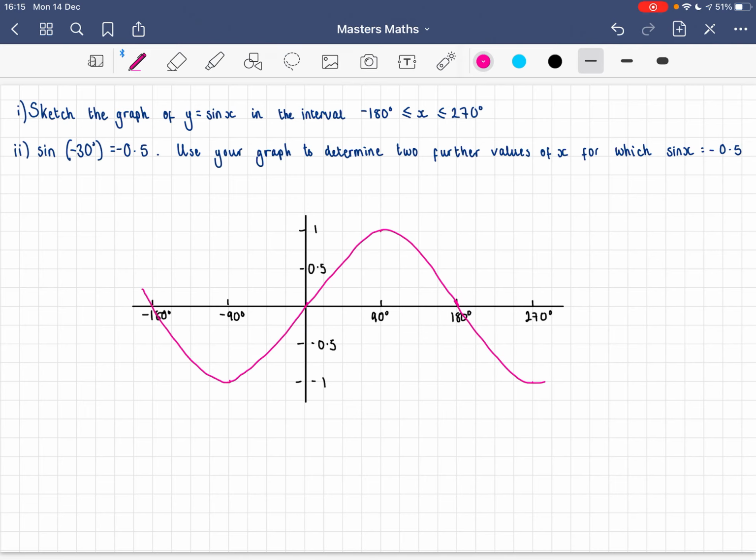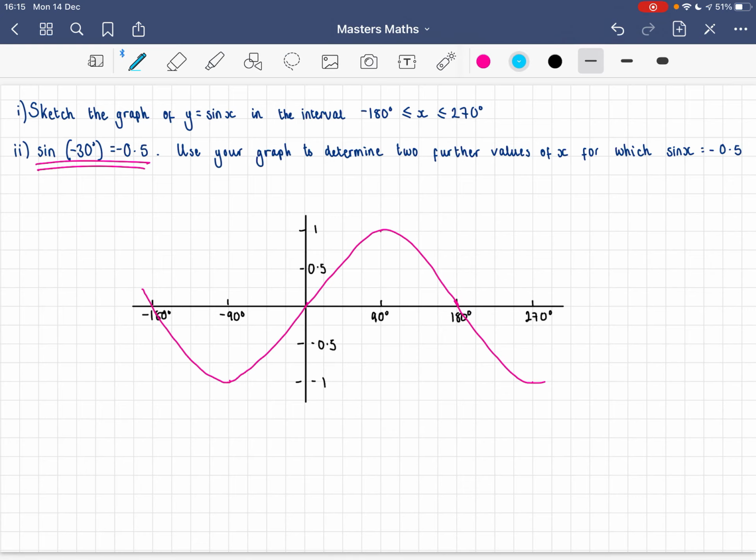This second part is where we have to actually use the graph to find some other values of x for which sin x is equal to -0.5. So we know some piece of information. We know that sin -30 degrees gives us a value of -0.5. Use your graph to find 2 further values of x for which you get the same solution.